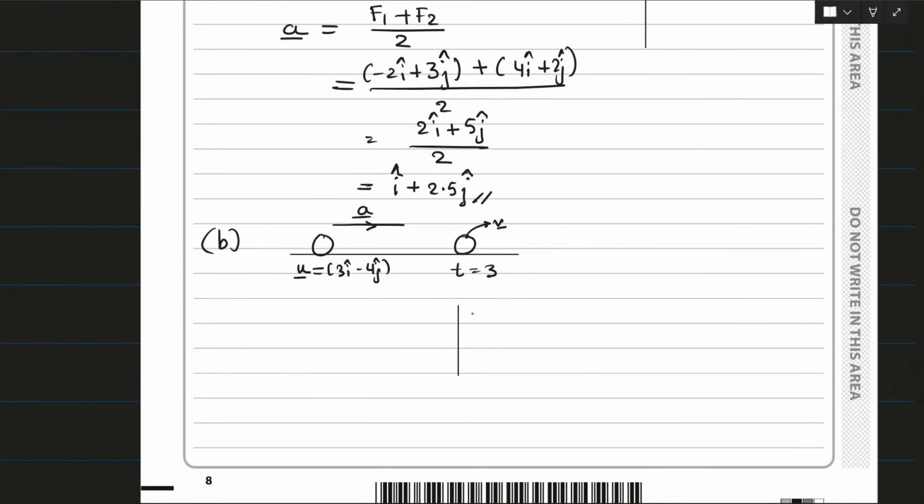So we see that we have some information here. The initial velocity is 3I minus 4J. We have the acceleration I plus 2.5J. We also have the time, which is 3 seconds. And we have to find the final velocity. What we see here is that acceleration is constant. As acceleration is constant, we can find the final velocity using one of the constant acceleration formulas. The formula that connects all these four quantities together is v equals u plus at.